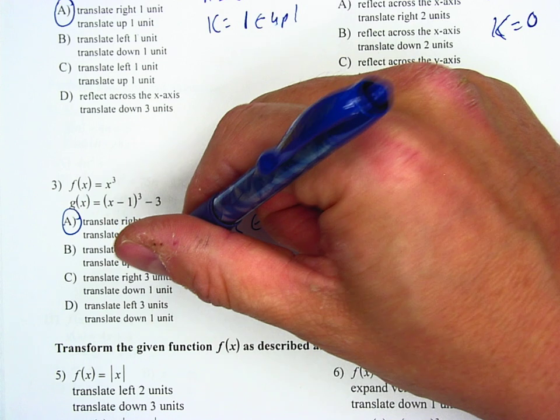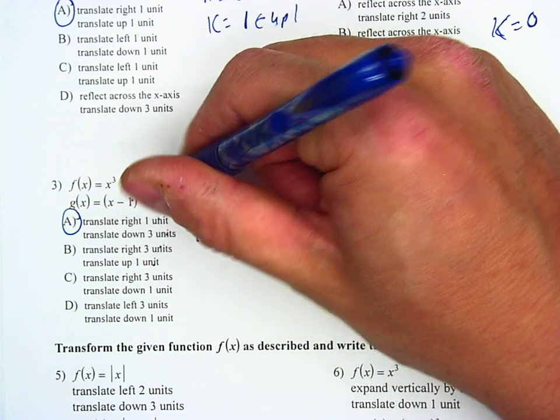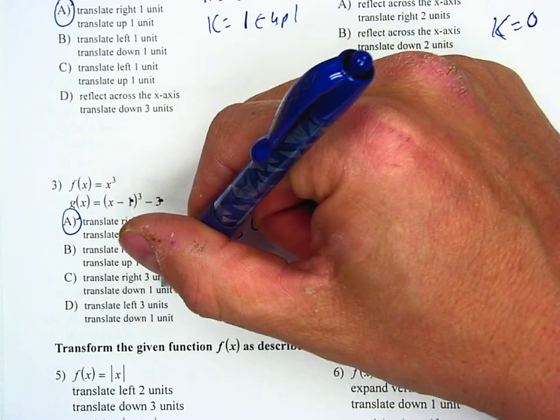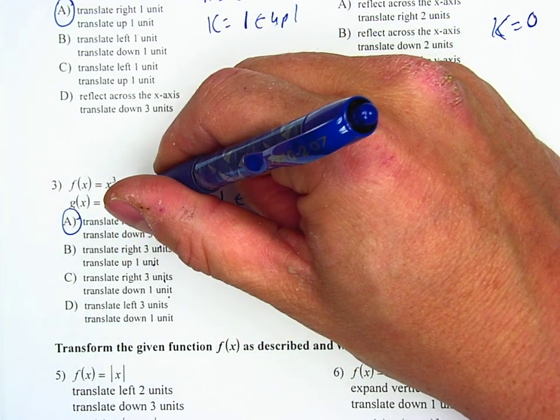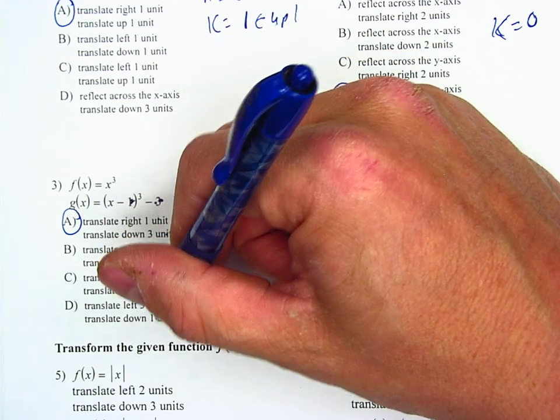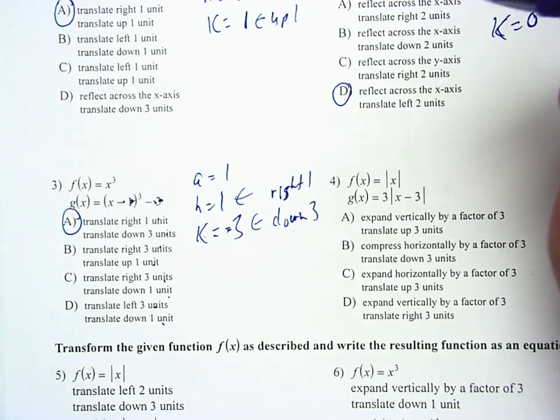Right 3, up 1 would be a minus 3 and a plus 1 instead. Minus 3 here, and a plus 1 here. Right 3 and down 1 would be a minus 3 and then a minus 1 here. And then left 3, down 1 would be a plus 3, minus 1 for each of those translations.